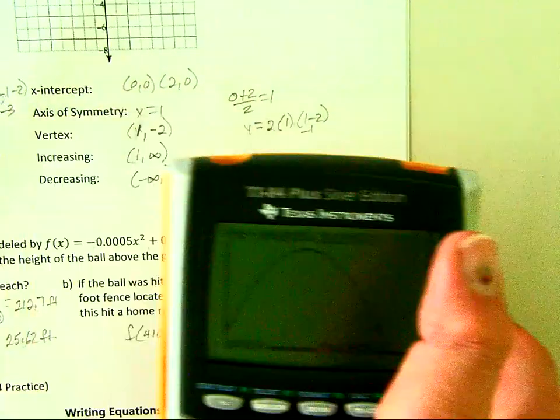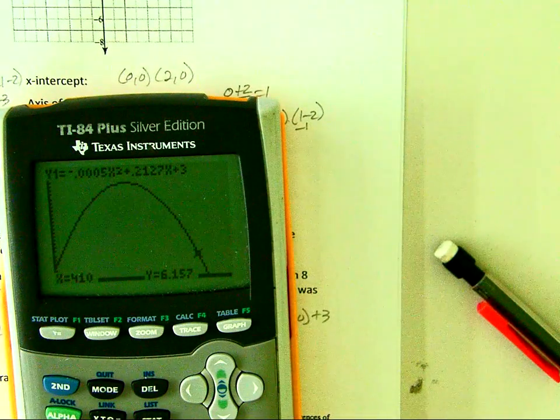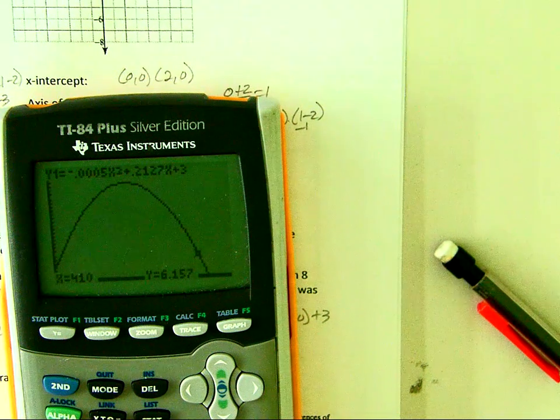This is a pretty strong softball player if they're hitting the ball. 410 feet is a pretty good shot for a softball player. Anyway, that is 2.2 part 2.